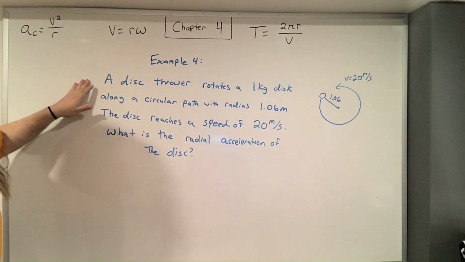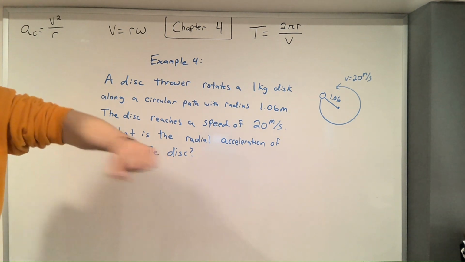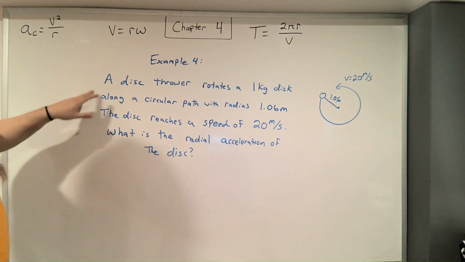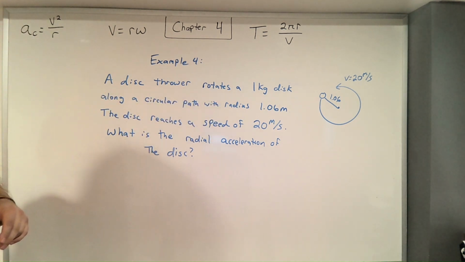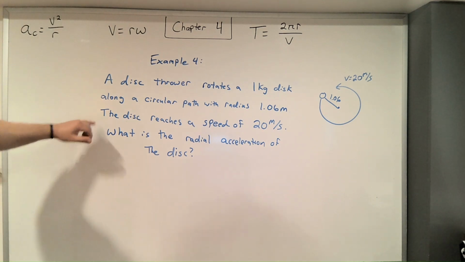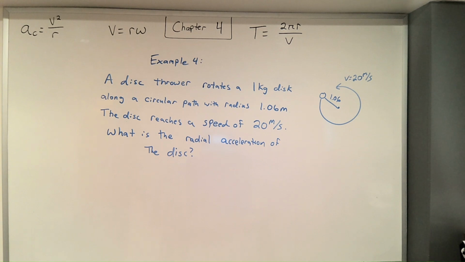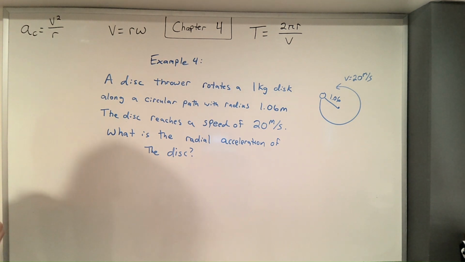Anyway, a disc thrower takes a disc in their hand that weighs 1 kilogram and then rotates it into a circular path with a radius of 1.06 meters. While they're twirling around, that disc can reach a speed of 20 meters per second. The question here is, what is the radial acceleration of the disc?